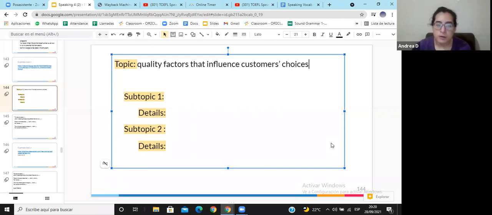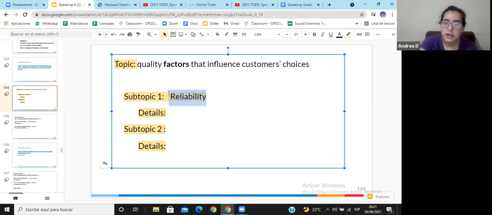I remember the question said something like consumer decision making, maybe, so how consumers make their decisions and the factors that make up quality. I like that you had this word, factors. So we know that we have two of them, right? Two subtopics. So what was the first one now? What was the first subtopic? Reliability. Nice, reliability.